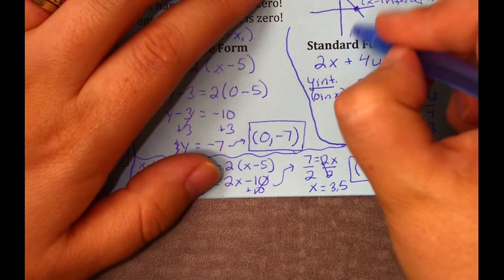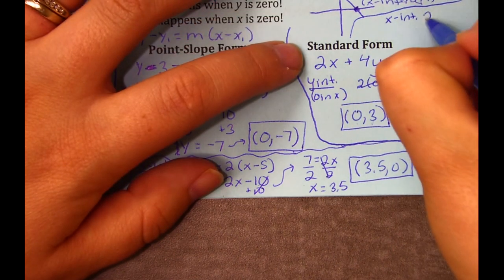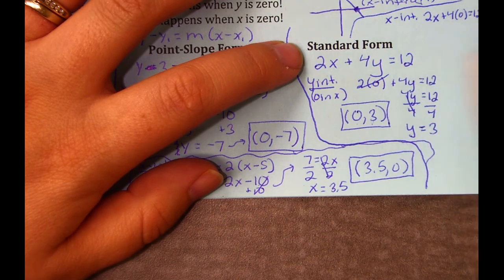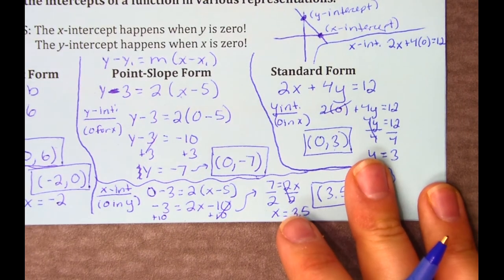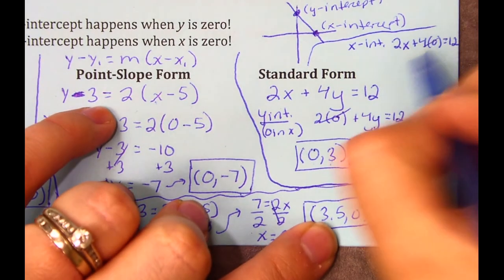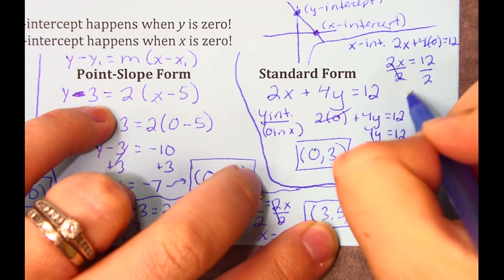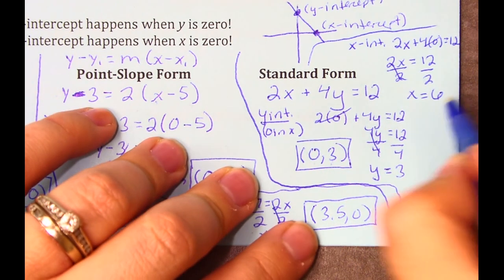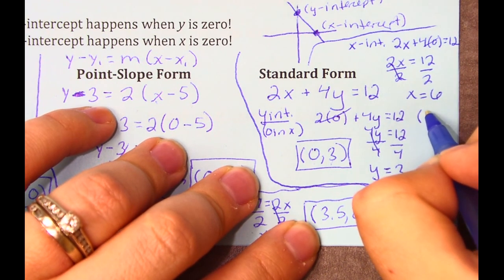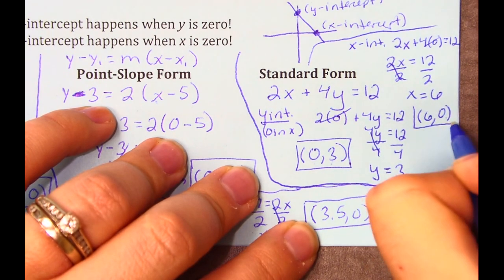Now if I find the x-intercept up here maybe, now I have 2x plus 4 times 0 equals 12. So that goes away. I have 2x equals 12. Divide by 2, x equals 6. So that means my x-intercept is, when I put 0 in for y, I get 6 for x.